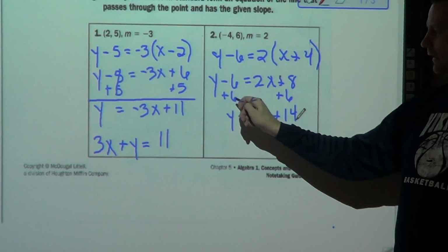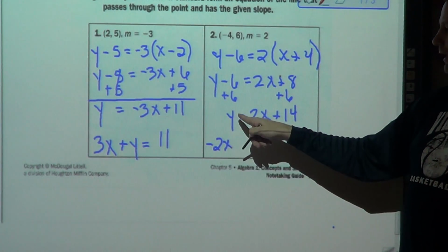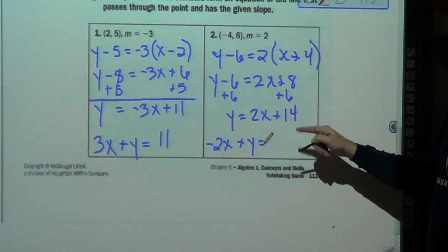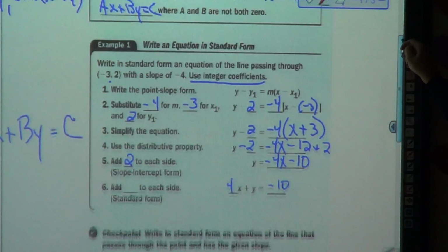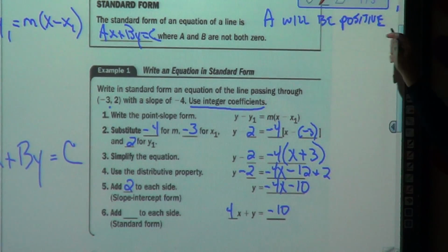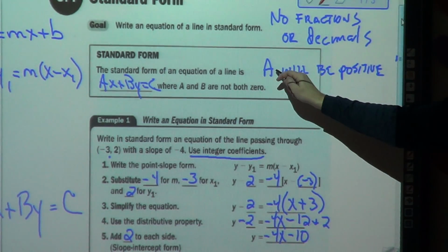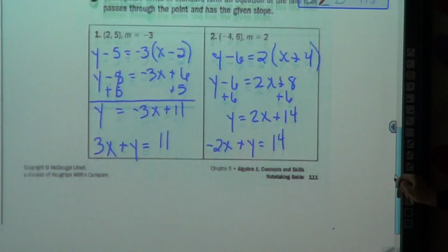So when I move it to the left side, it's going to be negative 2x. We have a positive y. And then what's left on the right side now would just be 14. Now if we go all the way back up here to what I said about a, a will be positive. Okay, so the x term, or ax, will be positive. So is ax positive here?